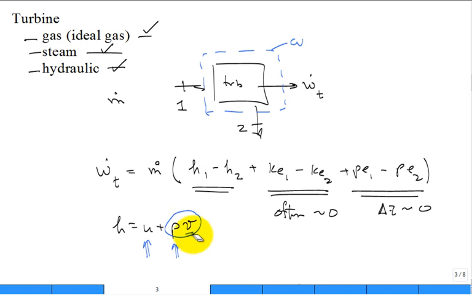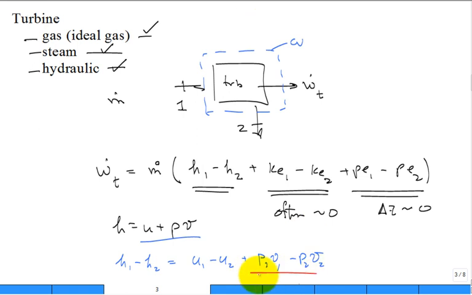But it's not just the flow work. It's a combination of changes in U. You can expand this delta H, H1 minus H2, as U1 minus U2. So there is a change in the internal energy, but it's also a change in P1 V1 minus P2 V2. And often this term right there is really, really dominant. And that's the reason why there's a lot of power out of a turbine.